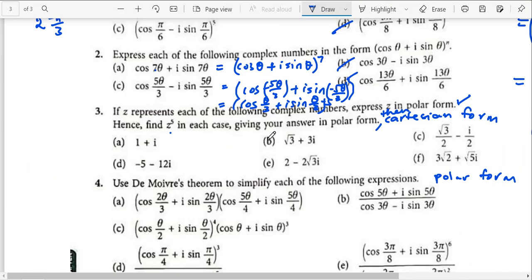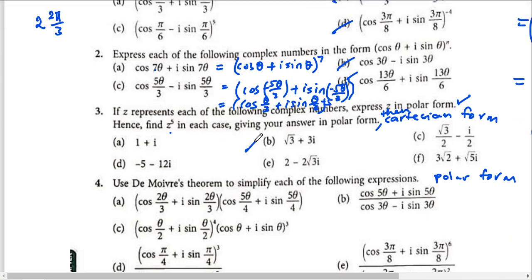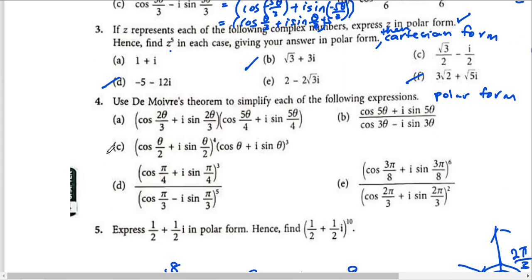Number 3 also do this. Number 3 do what? This. D, F. If you can, you do all. You normally do all, right? Do all. Good.